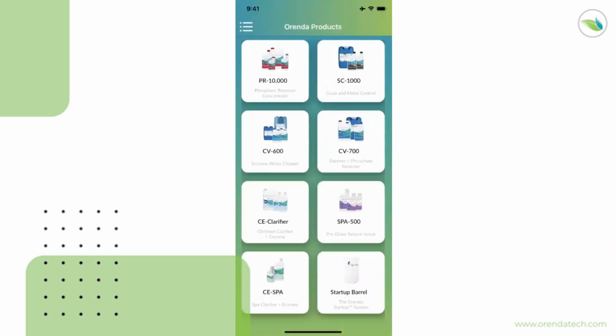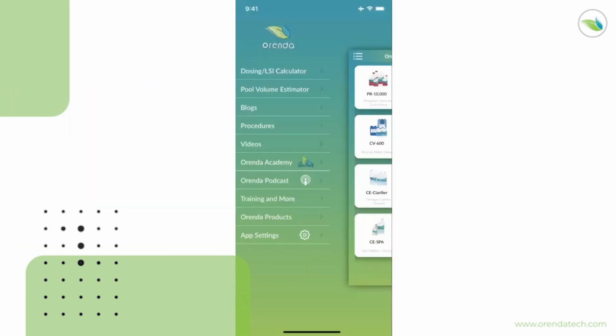So the point is, we have all this functionality. If you wanted information about products, there they are. You want the SDS sheet in case you need it. If you're transporting our products in your car, like pool pros do, the SDS sheets are in here. They're in the app for you. All right, now training and more.